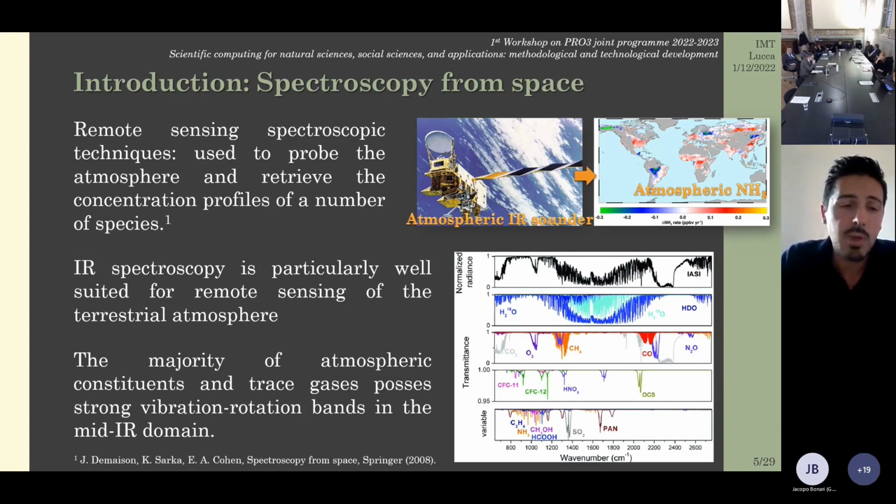Among all the spectroscopic techniques, IR spectroscopy is particularly well suited because in practice almost all the atmospheric components, but most important, the atmospheric pollutants present strong vibrational-rotational bands in the IR spectral domain.